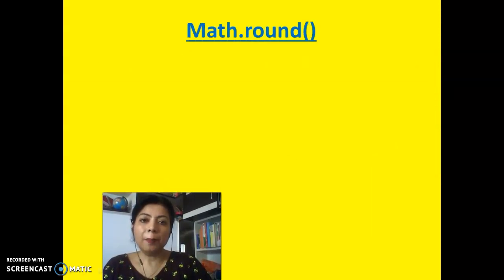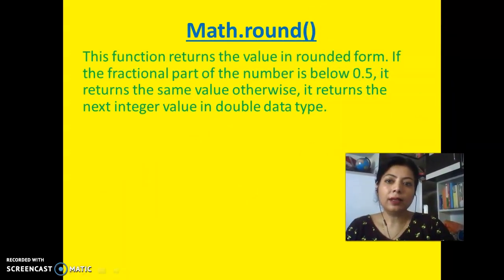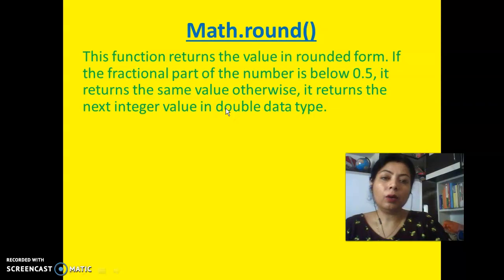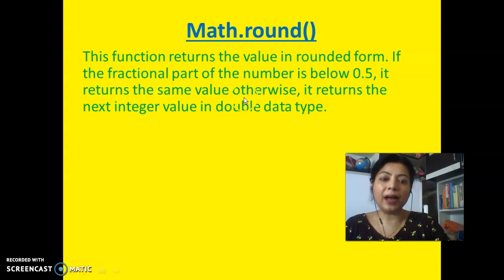First one is Math.round. Math.round means this function returns the value in rounded form. That means this function works the same as our decimal rounding. What is the rule of decimal round off? If the number is below 0.5, then the number remains the same. If it is 0.5 or more, then we increase the integer value by 1.